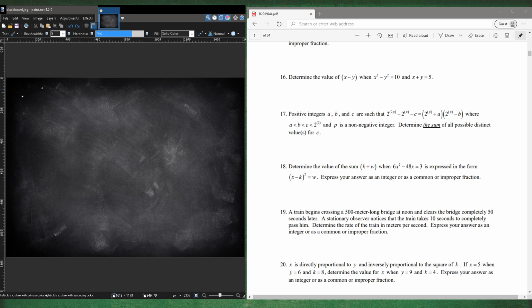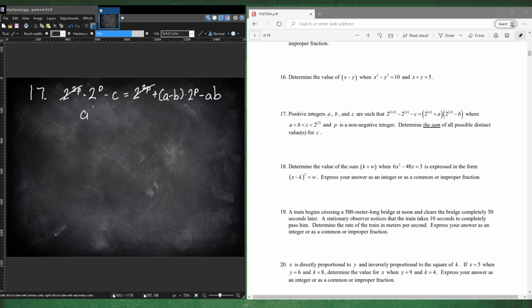So what we could do, I'll just write 17 here, is basically we need to expand this equation. So 2 to the power 2p minus 2 to the power p minus c is equal to 2 to the power p times 2 to the power p, which multiplies to 2 to the power 2p, plus a minus b times 2 to the power p, and then minus ab. Okay, so we see these two are the same on both sides, so subtract them out. And then we could combine like terms.